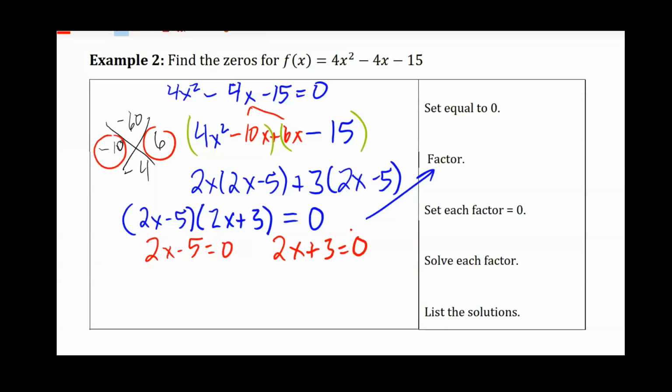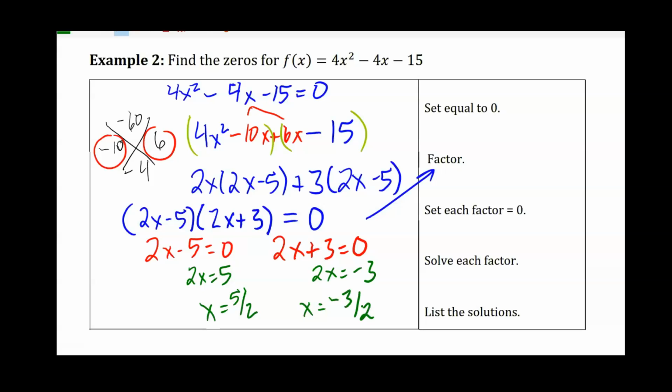So here's our equation, we factor it, we set each factor equal to 0. Then once we've done that, essentially we have two possible solutions, so we solve each one. So adding the 5, 2x equals 5. Dividing by 2, my first possible solution is 5 halves. Subtracting the 3 on the one on the right, so 2x equals negative 3. Dividing by 2 again, x equals negative 3 halves.